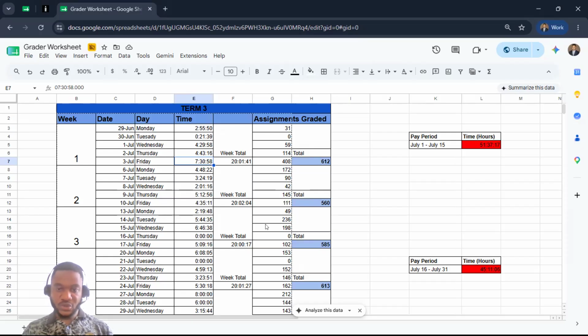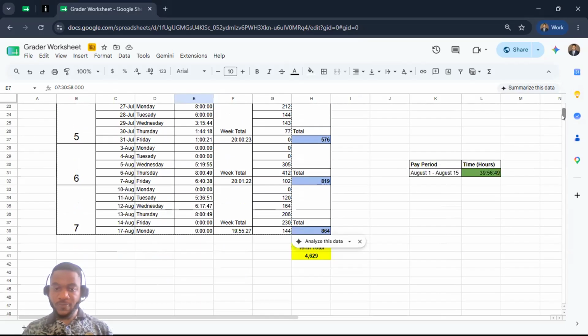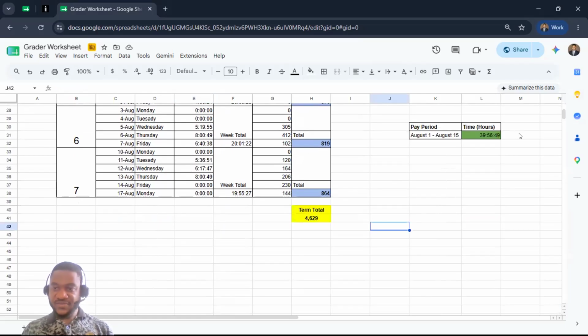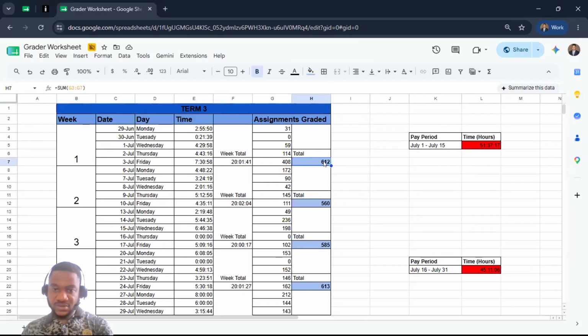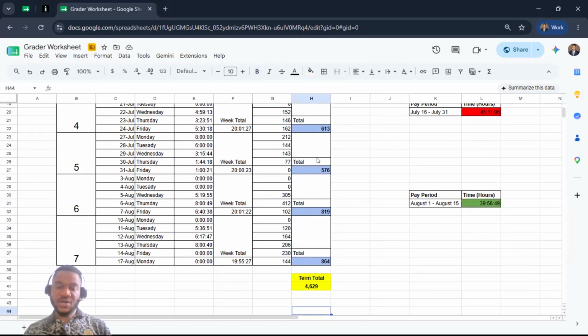This is for week 1, week 2, week 3, week 4, all the way to week 7. These are my week totals, so for week 1, I graded 612 assignments. For week 2, I graded 560 assignments. If you do a summation of all of the weekly totals, it will give you the term total. So for last term, I graded a total of 4,629 assignments.